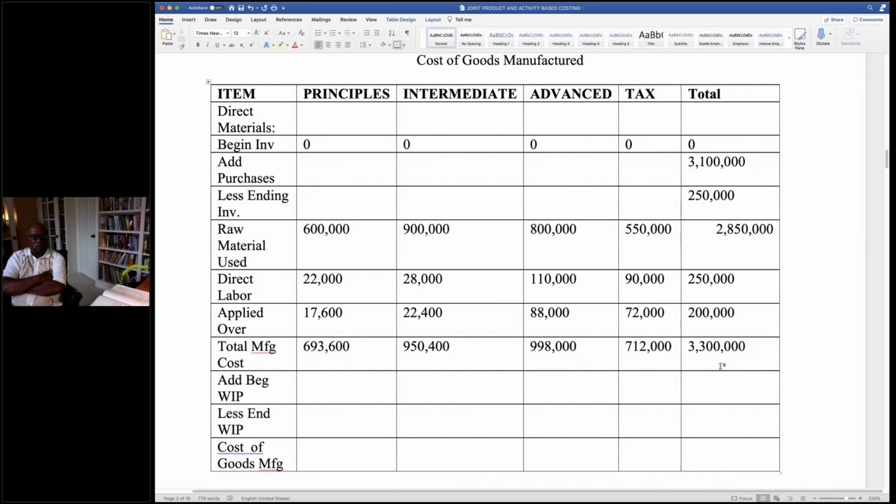Okay. And then so the total for our less ending work in process, we would look at the excess from each T chart, and the total amount, if you add up all their excesses, will be 564 for the less end WIP. Okay, so this is the part that we had a little bit of trouble on. So I take my raw material used plus my direct labor plus my applied overhead, and that should equal the 3,300,000. Okay, let me see if that actually does.